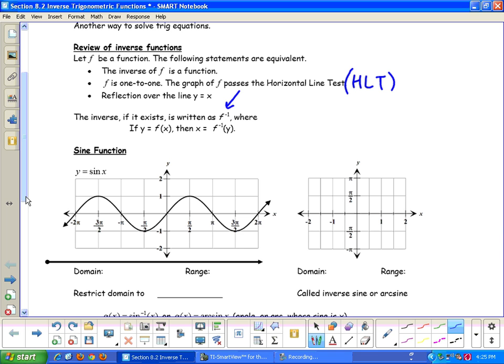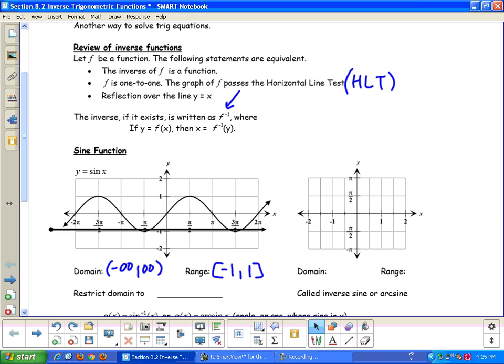For this sine function, just to recall, our domain is from negative infinity to infinity, and our range values are from bracket negative 1 to 1. Now, I know that the sine function does not pass the horizontal line test. Here's a horizontal line, and it goes through a lot of different places. Because of this, it doesn't have a one-to-one correspondence, so it doesn't have an inverse that is a function unless I restrict the domain.